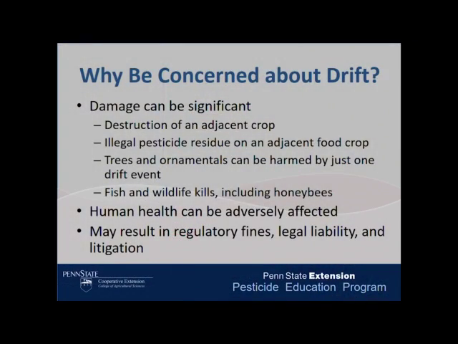And certainly fish and wildlife kills, including honeybees. Right now within EPA, the number one concern when it comes to pesticides is protecting our pollinators. About 1/3 of our food supply is because we have pollinators, and those pollinators pollinate those crops. You wipe out the pollinators, you wipe out about 1/3 of our food supply. So it's a very important issue, and like I said, it's number one in EPA on their pesticide concern list. Number two, by the way, is pesticide drift.